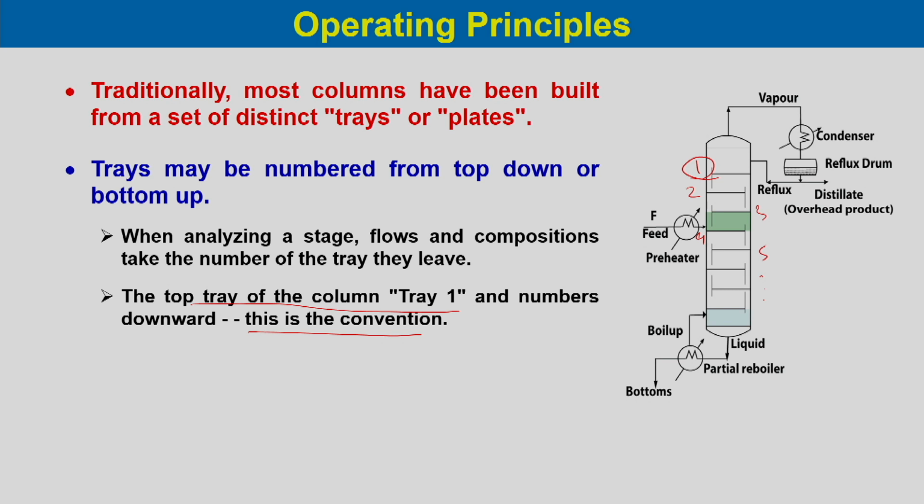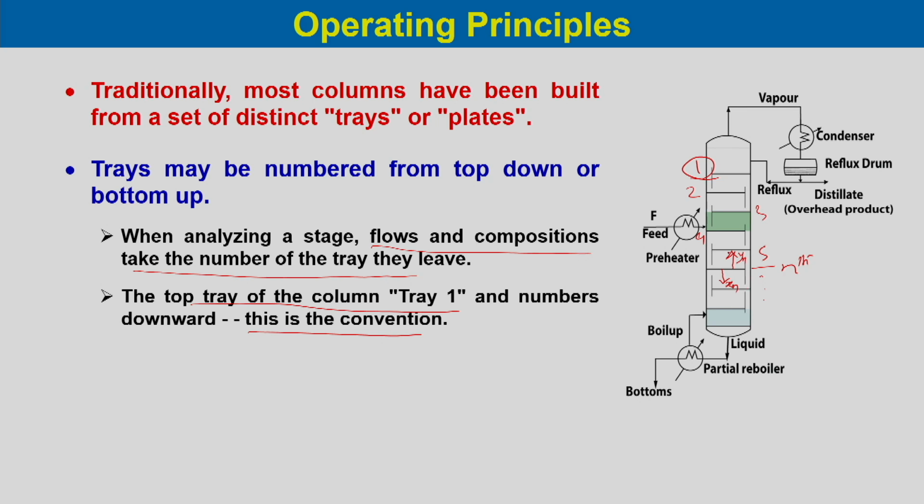And as it said, when we analyze the stage, flows and compositions take the number of the tray they leave. Suppose you consider this is the nth tray, so the component which will leave from here, that is the vapor which will go off, will be y n, and the liquid which will go down from this tray will be x n, of the more volatile component.